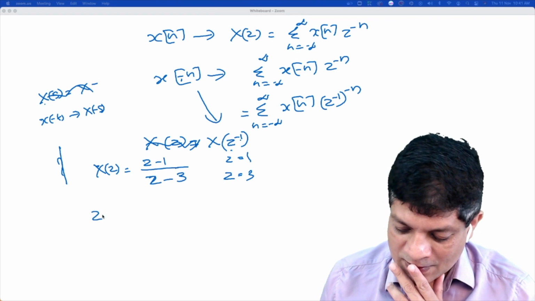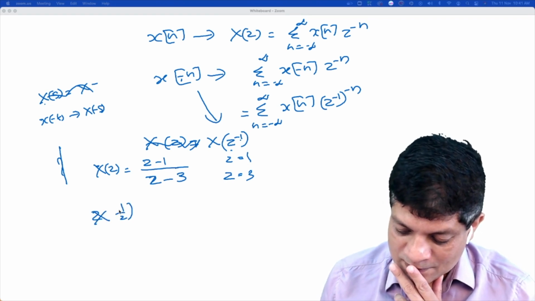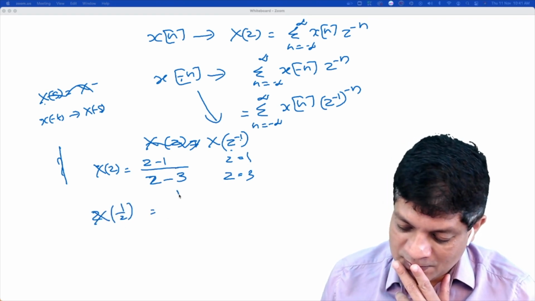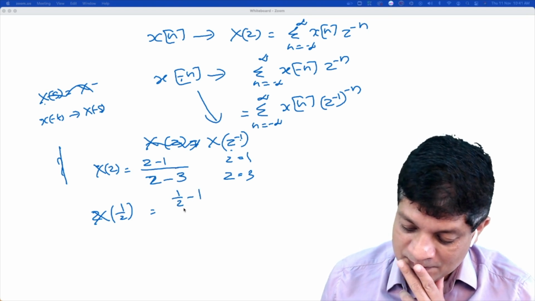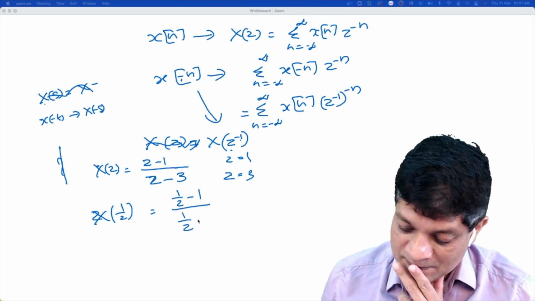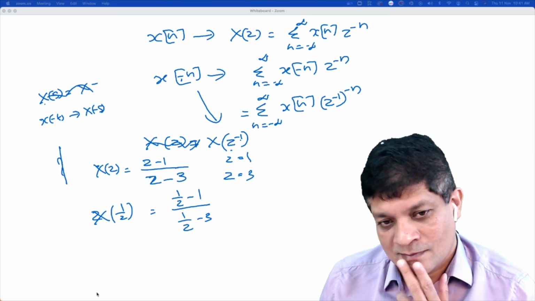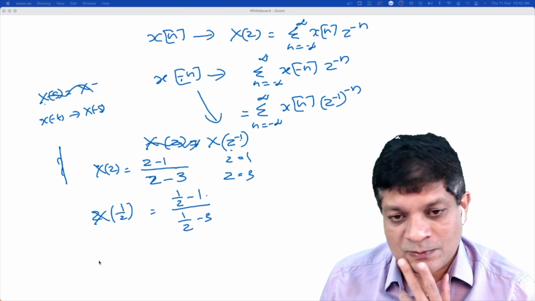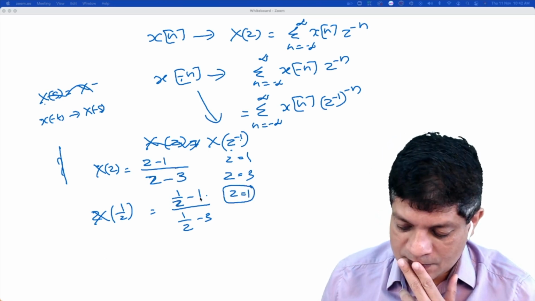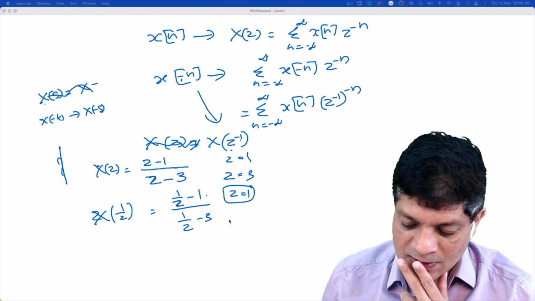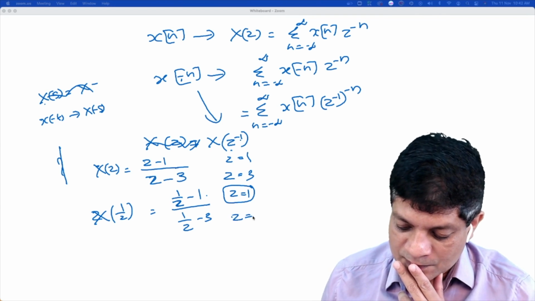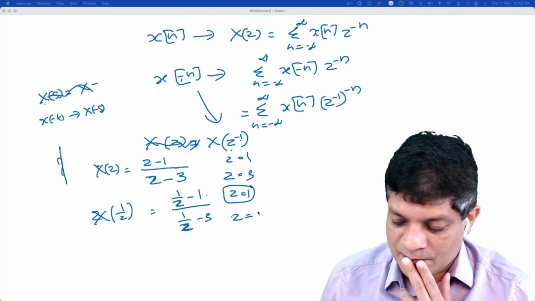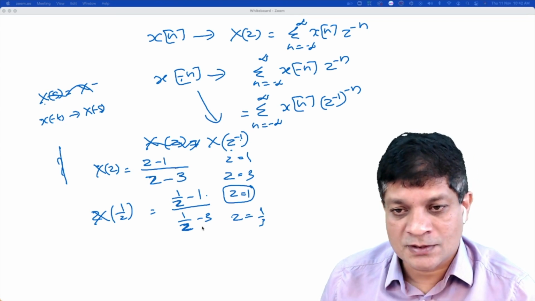Now if you consider X(1/z), then this expression will be, is it? What is the location of the zero now? Is it this? In this case, it is the same. What about the pole? 1/3. 1/3. It is not exchange.